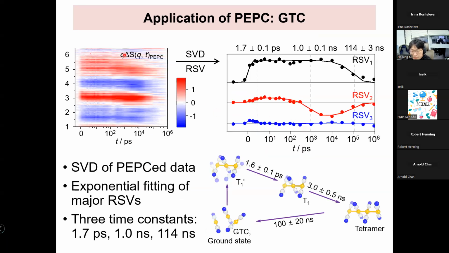And by applying SVD analysis on the PEPC treated data and analyzing the resulting RSVs as a sum of exponential functions, we can obtain three time constants. If we compare these three time constants with the previously reported values, we can confirm that these values roughly match the previously reported values. By doing so, we can confirm that the kinetic information can be extracted. The solute-only kinetics can be extracted by applying this PEPC method.